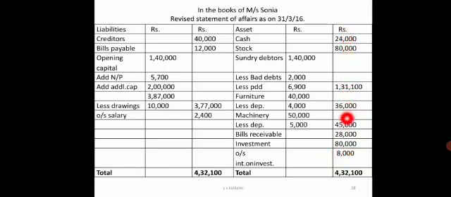Now the total of my asset side and the liability side. Both my total assets and liabilities should give me the same total, 4,32,100 and 4,32,100. If assets and liabilities give the same total, it shows that my statement of affairs is correct and there are no mistakes in the problem.